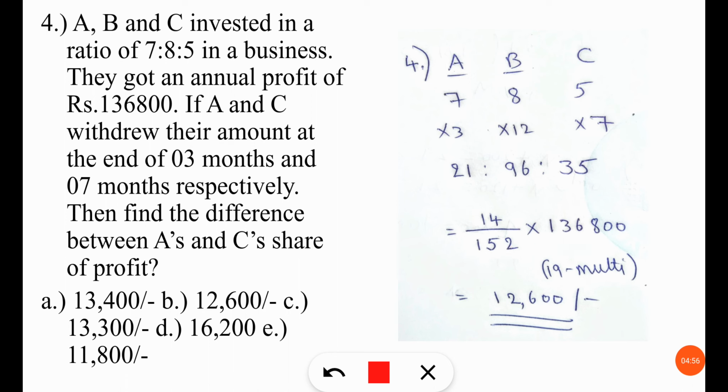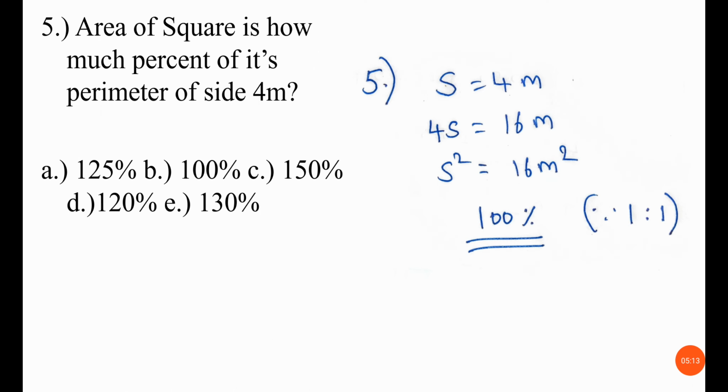So if we observe here, the denominator 152 is a multiple of 19, and 1,36,800 is also a multiple of 19. So on cancelling with 19, we get 12,600 rupees as the difference between A's and C's share, which is option B. Last and final question.